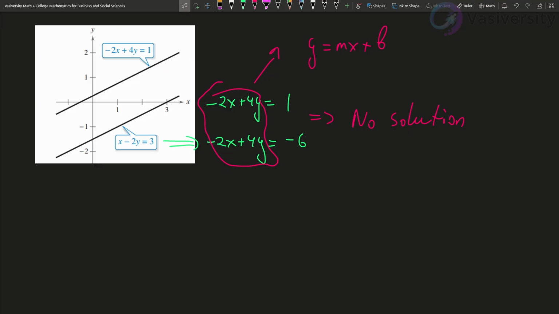So next lesson, we're going to talk about multivariable linear systems and Gaussian elimination. After that, we will move on to matrices.